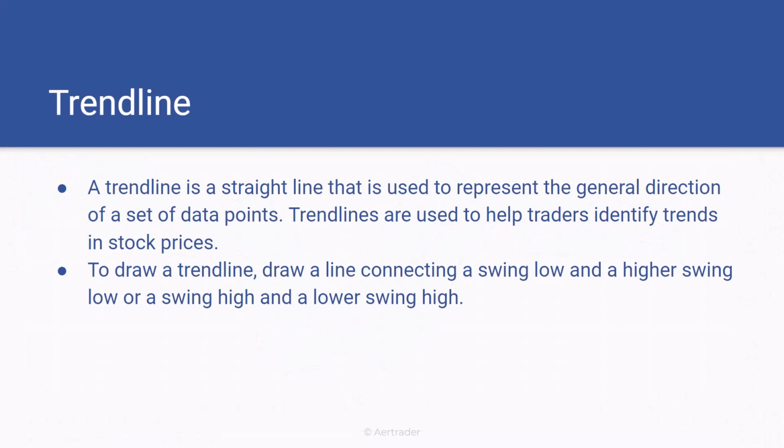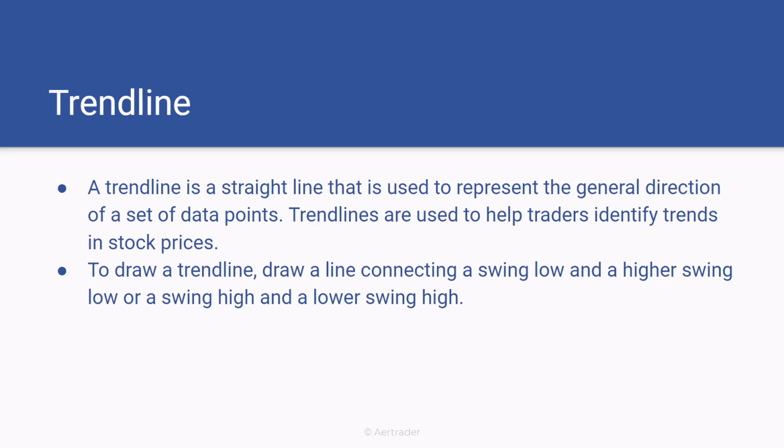A trend line is a straight line that is used to represent the general direction of a set of data points. Trend lines are used to help traders identify trends in stock prices. Drawing a trend line in a stock chart involves identifying the general direction of the stock's price movement and then drawing a line that connects 2 or more significant price points.